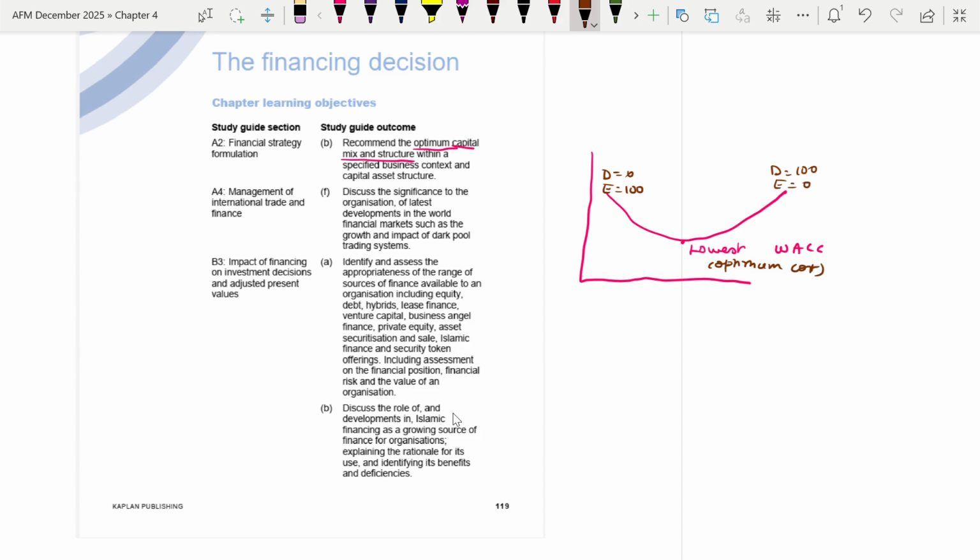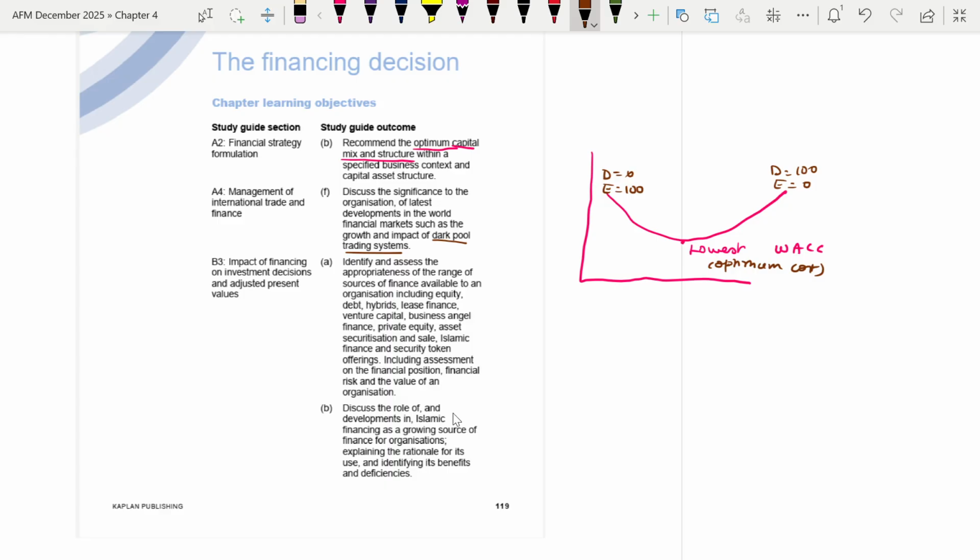What is the best capital mix? What is the capital mix and what is the capital structure? We are also talking about the latest developments in the markets. There is a concept called dark pool trading systems. We have so many things here: green financing, Islamic financing, and the Modigliani Miller approach.